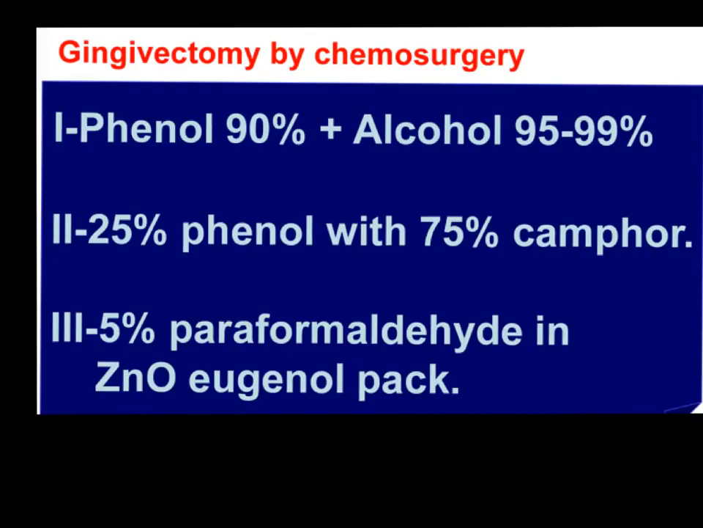Gingivectomy by chemosurgery. First of all, we can use phenol 90% plus alcohol 95 to 99%, or 25% phenol with 75% camphor, or 35% paraformaldehyde in zinc oxide eugenol pack.